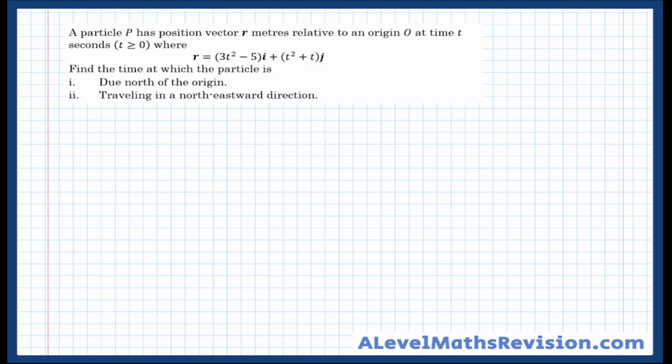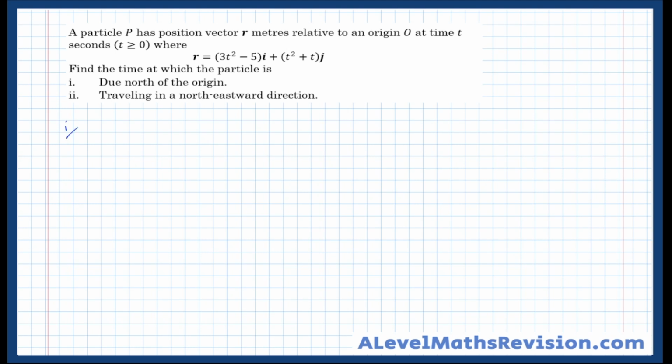A particle P has position vector r meters relative to an origin O at time t seconds, where the position r is (3t squared minus 5) i plus (t squared plus t) j. Find the time at which the particle is due north of the origin and travelling in a northeastward direction.